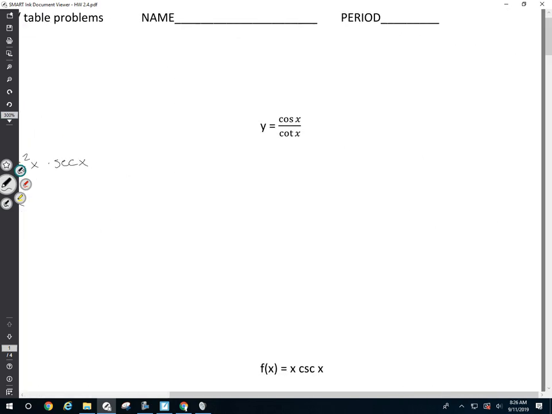We have a quotient. We need to use the quotient rule. The derivative of the top times the bottom minus the derivative of the bottom. Tangent slope generator for cotangent is negative cosecant squared times the top, all over the bottom squared.